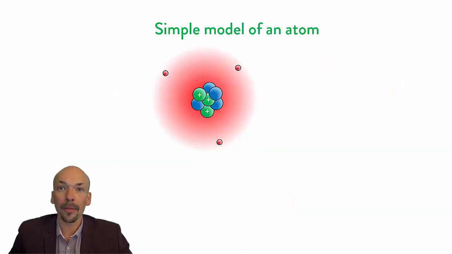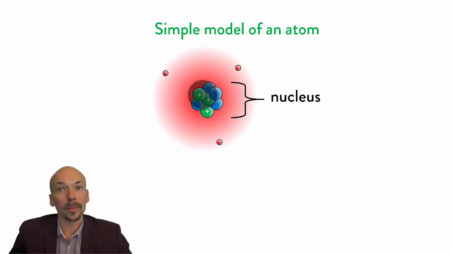As you can see, there are three different kinds of particles you need to know. In the middle we have the green and the blue ones, and around it we have the red ones. The middle we also call the nucleus. In the nucleus you can find two kinds of particles, and around it there's one particle moving around the nucleus.